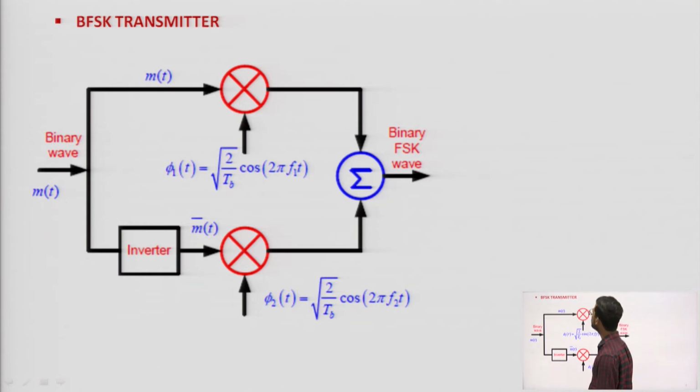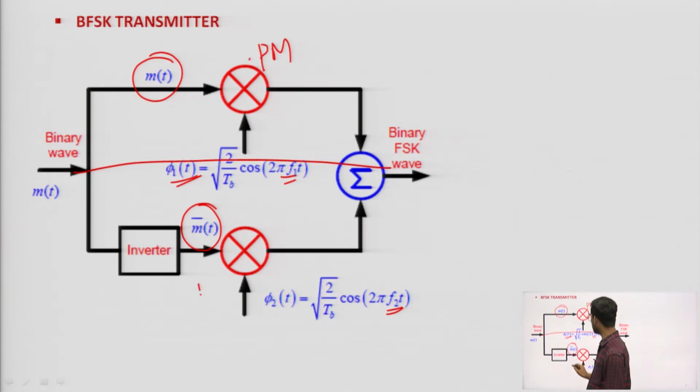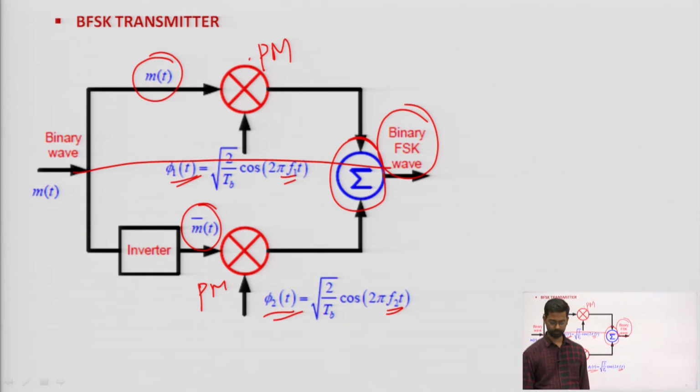This is your basic BFSK transmitter. In the case of ASK, there was only M(t) and one phi 1(t), but in the case of the BFSK transmitter we have two basis functions, cos 2 pi f1t and cos 2 pi f2t. Our binary message signal goes in the form M(t), and another path is the inverted M(t), that is M bar(t). The first is multiplied by phi 1(t) in the first product modulator, and the second in the second product modulator is multiplied by phi 2(t). Then they are summed at the end, and I get the binary FSK waveform.